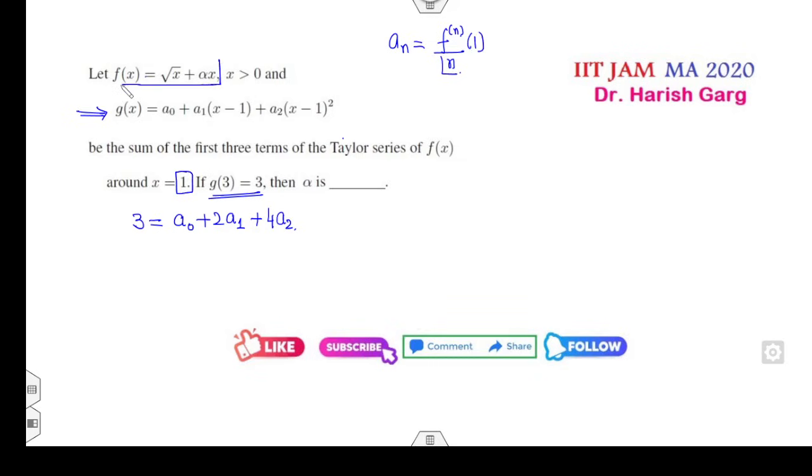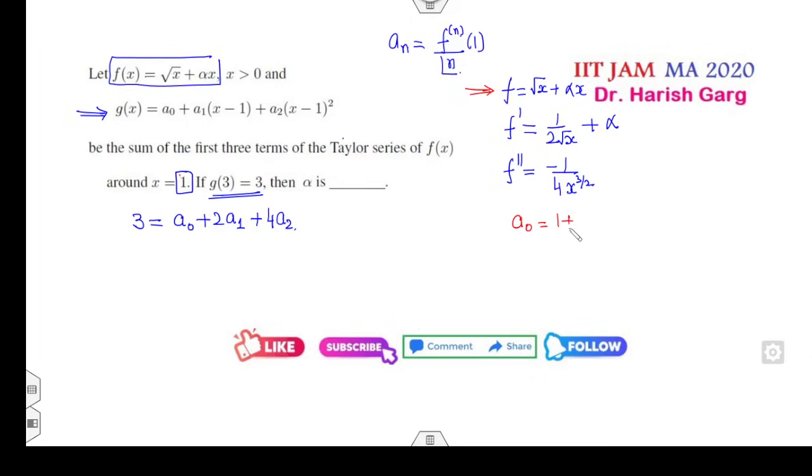So this is a polynomial, that's very easy to find the derivative. Fine. So what is the first derivative? 1 by 2 root x plus alpha. Second derivative is minus 1 over 4 x raised to power 3 by 2, and f is my root x plus alpha x. So can you find the value of a0? a0 means function value about the point 1. a1 is the derivative, fine. a2 is my minus 1 over 4.